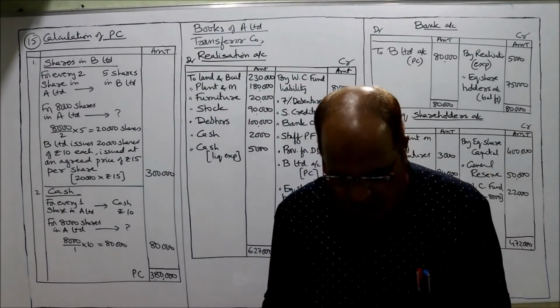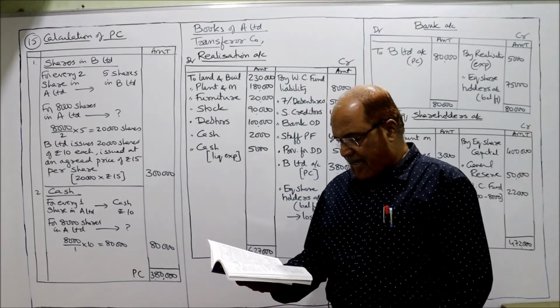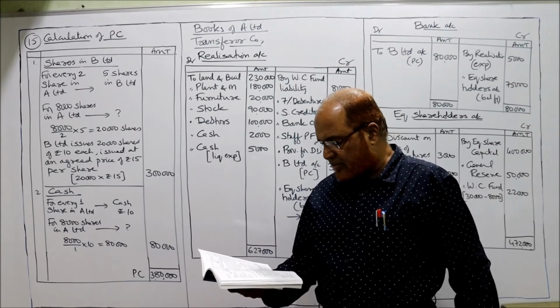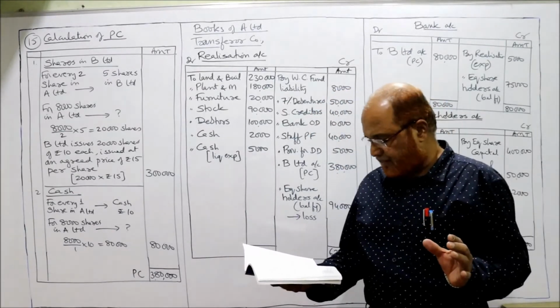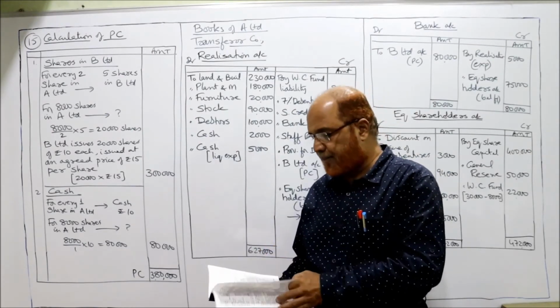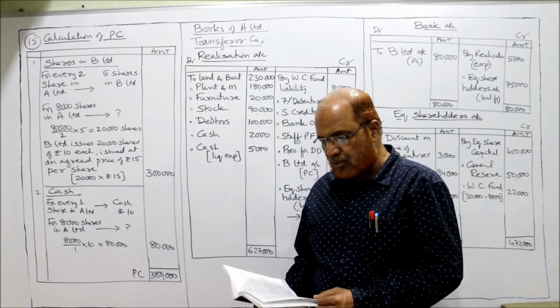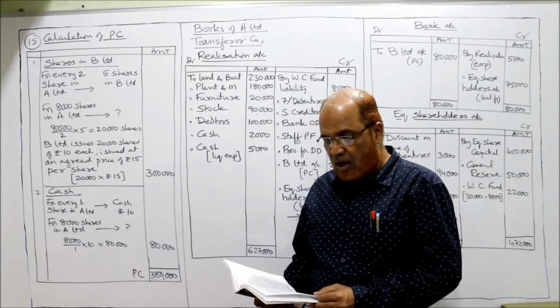Now we'll start problem number 15. 14 problems we have already completed. The balance sheet of A Limited on 31st December 1998 was as follows. The balance sheet of A Limited is given. 8,000 equity shares of rupees 50 each fully paid, 4 lakh. General reserve 50,000. Workman accident compensation fund 30,000.